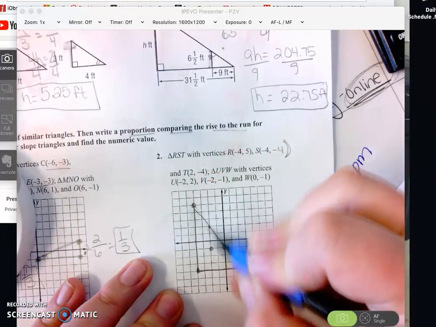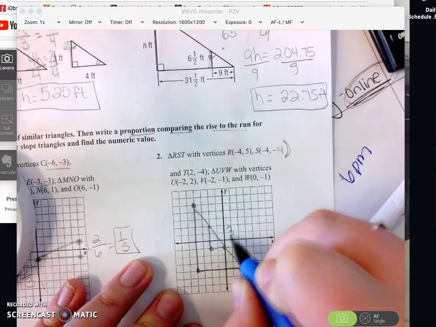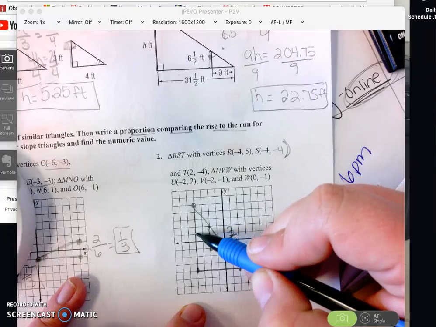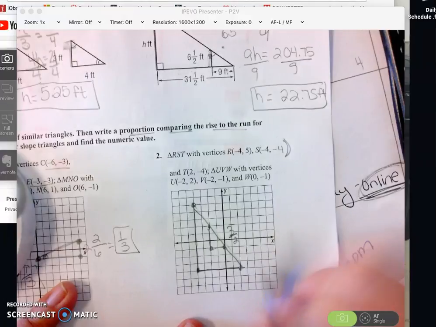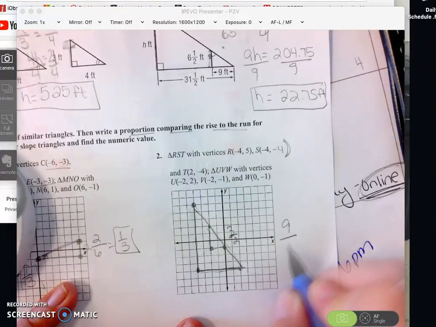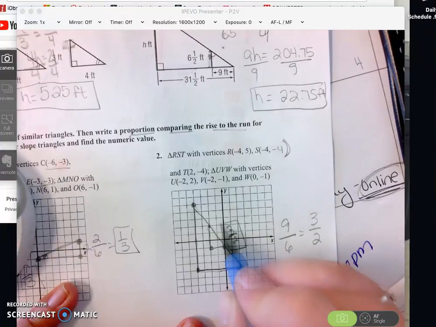So my slope here is my rise is 1, 2, 3. So 3 over 2. And here it's 1, 2, 3, 4, 5, 6, 7, 8, 9. So my big one is 9 over 1, 2, 3, 4, 5, 6, which reduces down to 3 over 2. Same, same.